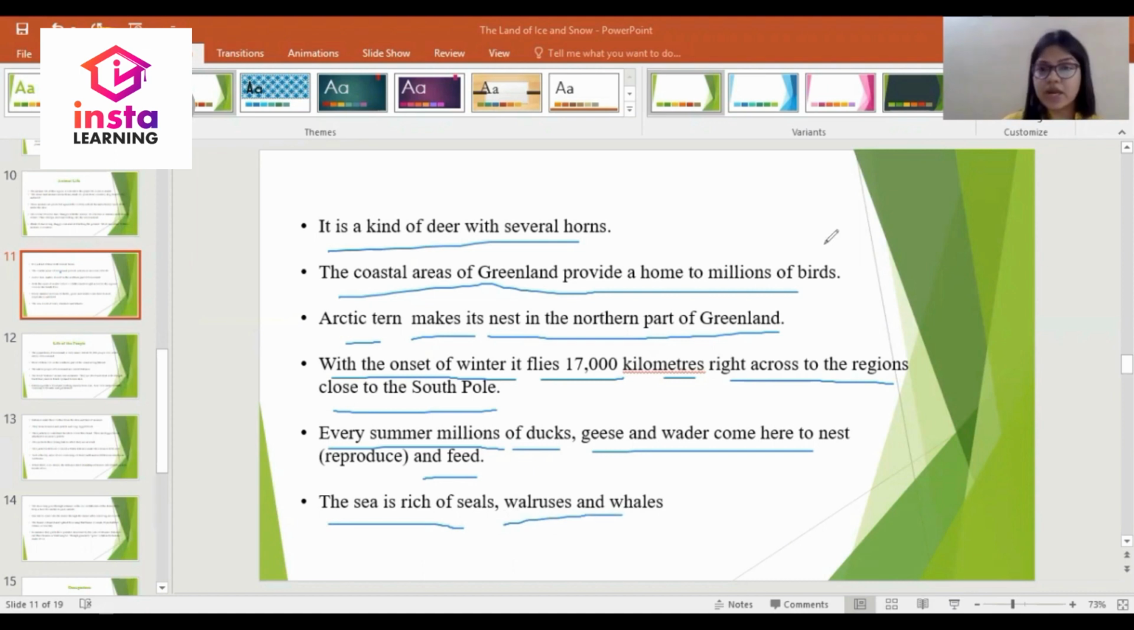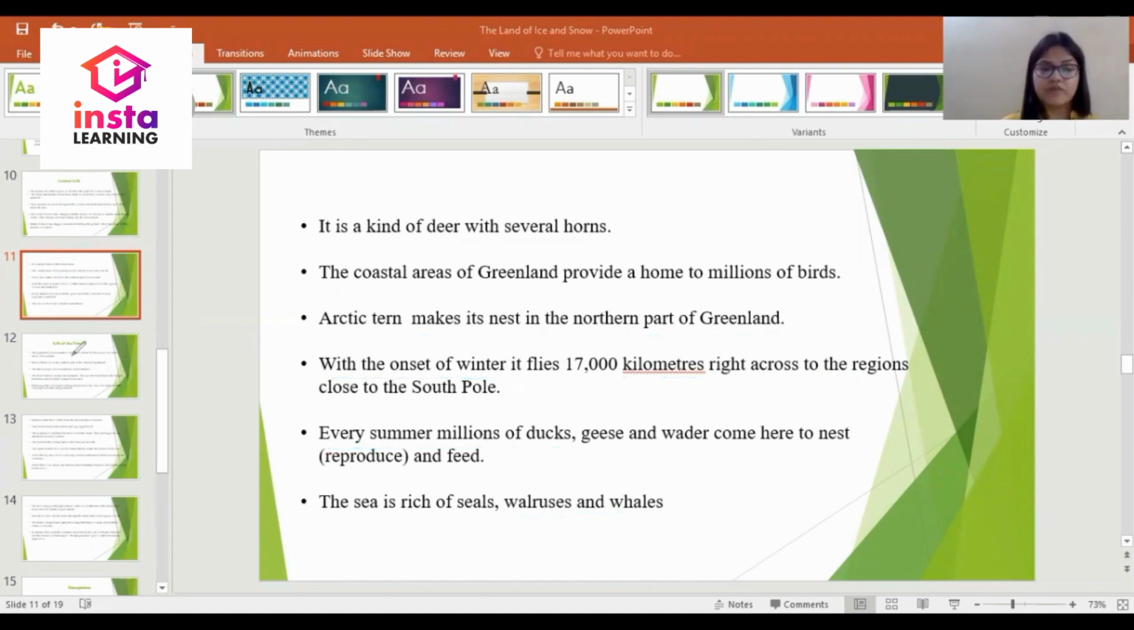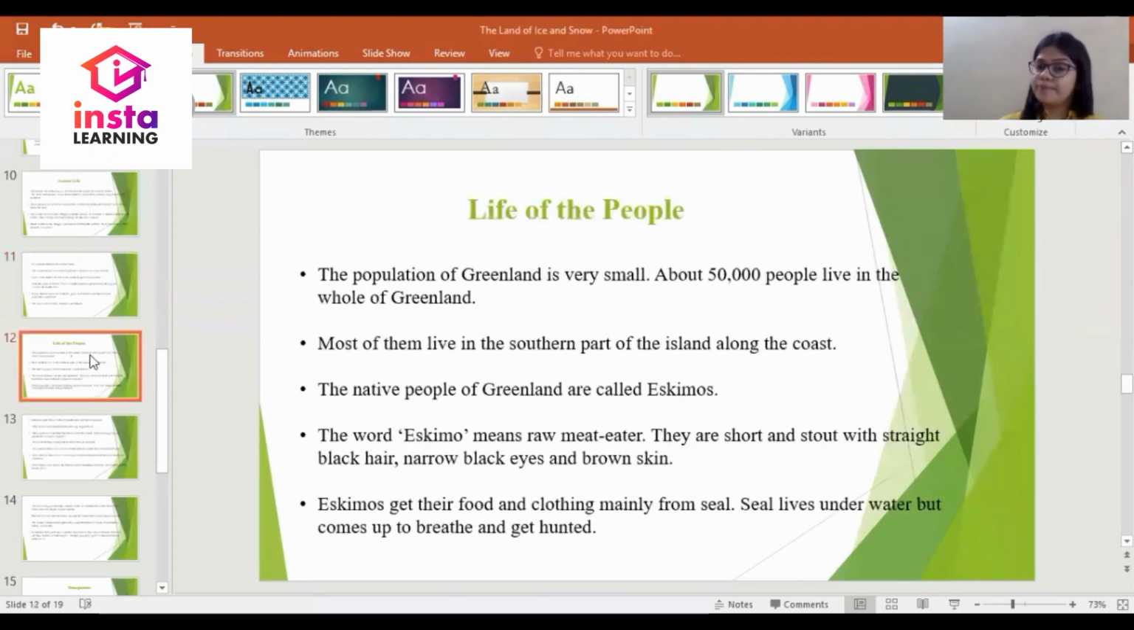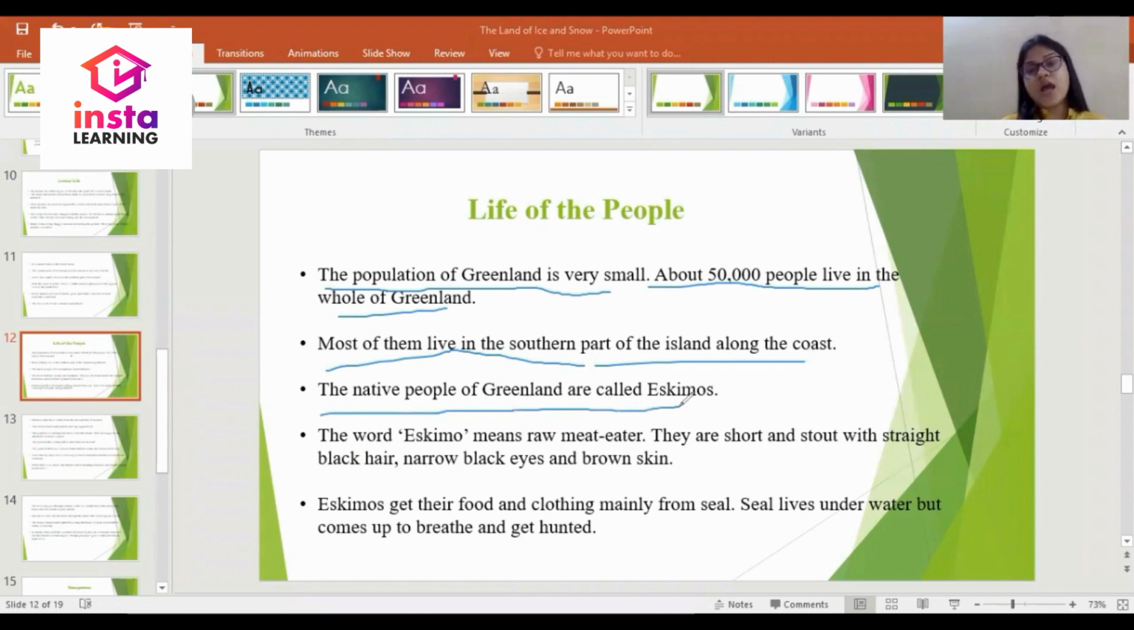Dear student, let's understand the next learning objective of the chapter, which is life of the people. What kind of life are they living here? The population of Greenland is very small. About 50,000 people live in the whole of Greenland. Most of them live in the southern part of Greenland along the coast. The native people of Greenland are called Eskimos. The word Eskimo means raw meat eater.